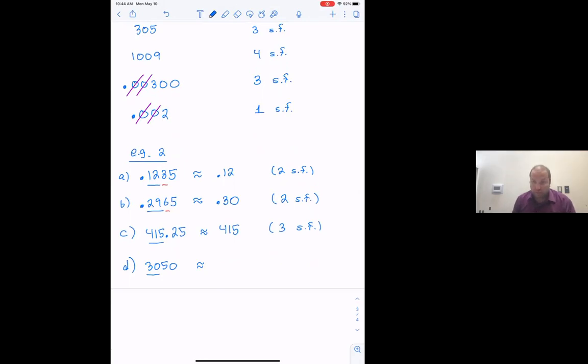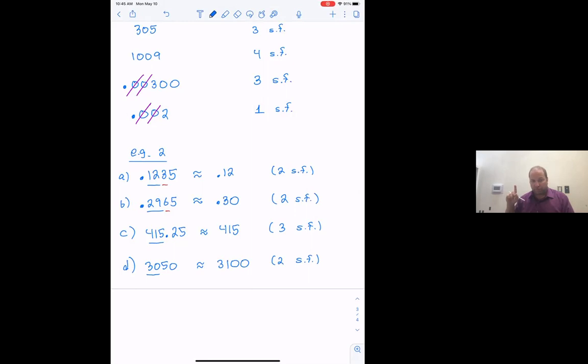Well, neither of them are really close to 3050. So what do we do? Well, the number to the right is a 5, so we go up to 31, but we don't just write 31, because 31 is nowhere near 3050. We have to put in zeros afterwards. 3100 is the closest 2 significant figure number to 3050. So with 2 significant figures, we round up to 3100.